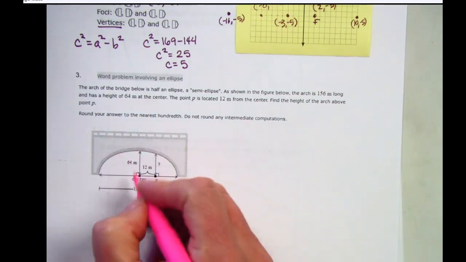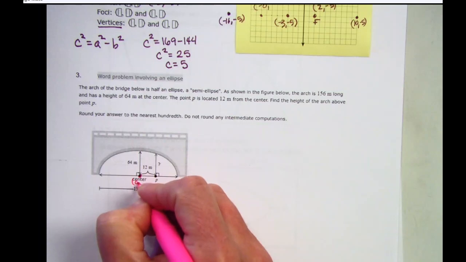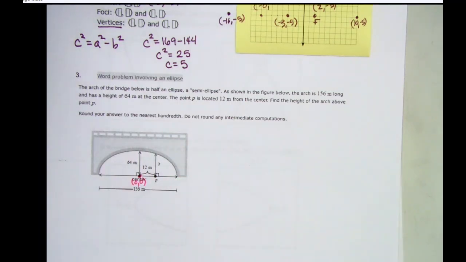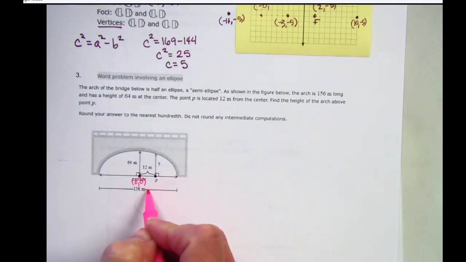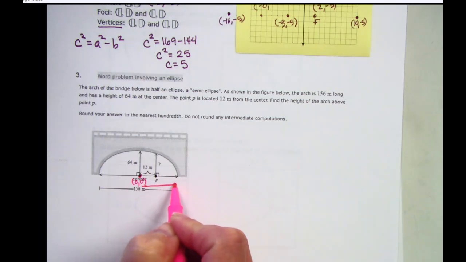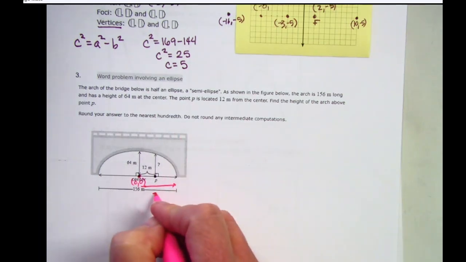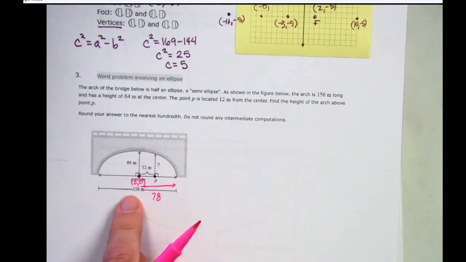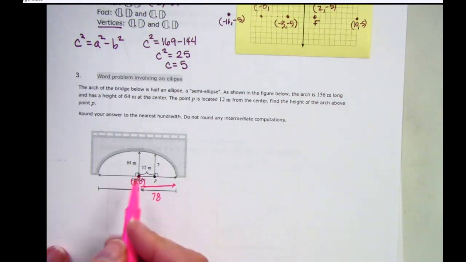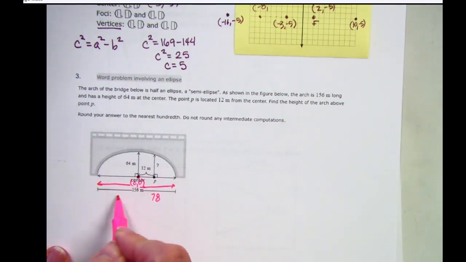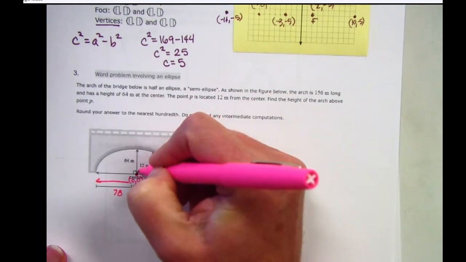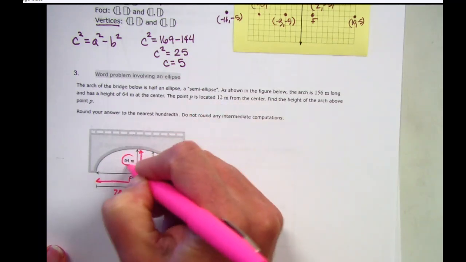If you treat this spot right here as (0, 0), that's probably your biggest secret, okay? Because how far is it from center to here? 78. How'd you get there? 156 divided by 2. Yeah, we just cut it in half, right? It also means it's 78 that way. How far up is it? What does it tell us?